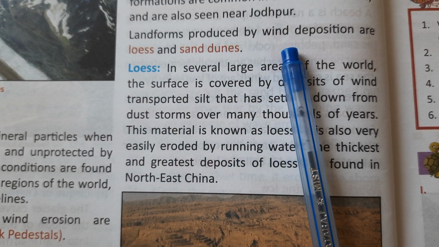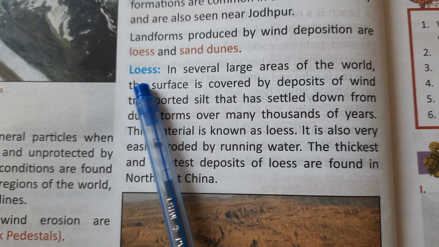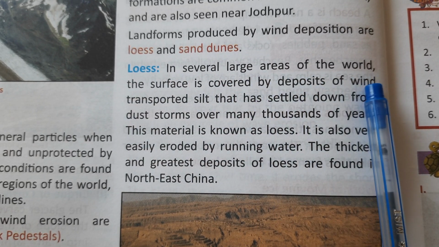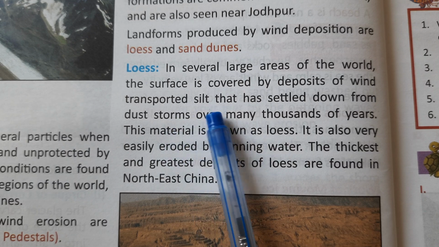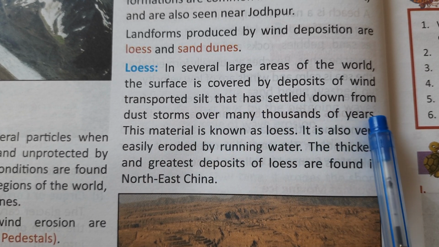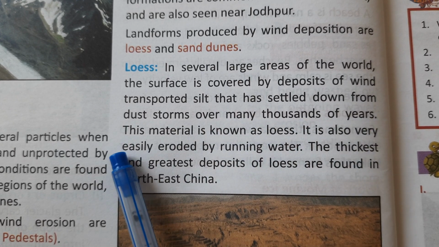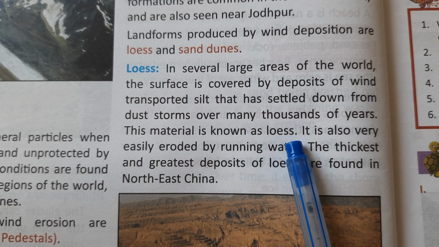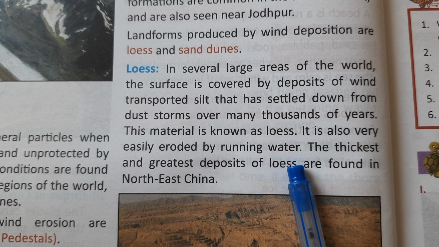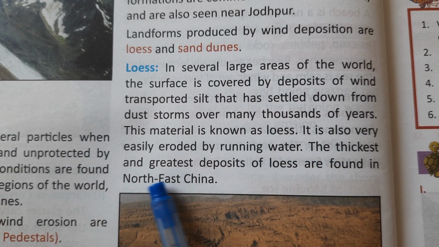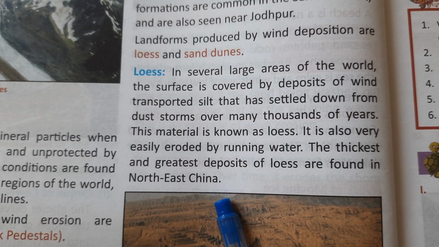Landforms produced by wind deposition are loess and sand dunes. Loess. In several large areas of the world, the surface is covered by deposits of wind-transported silt that has settled down from dust storms over many thousands of years. This material is known as loess. It is also very easily eroded by running water. The thickest and greatest deposits of loess are found in northeast China.